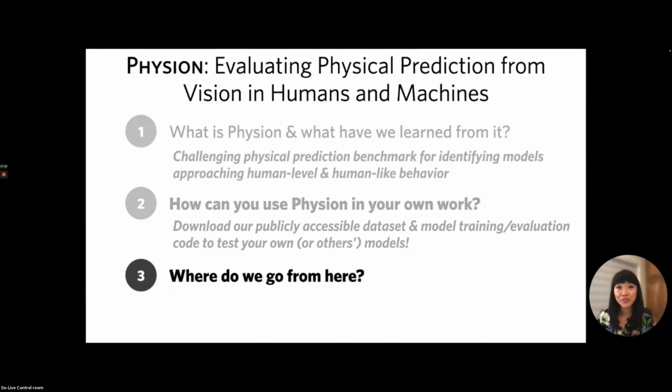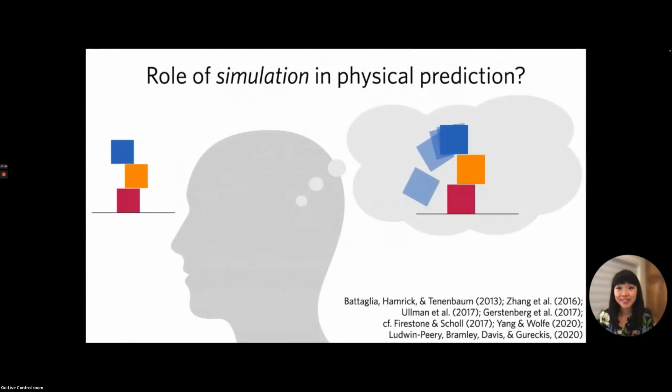So where do we go from here? First, there is a major open question raised by Physion that's of fundamental importance for understanding human cognition. What is the role of forward simulation in explaining human physical prediction?